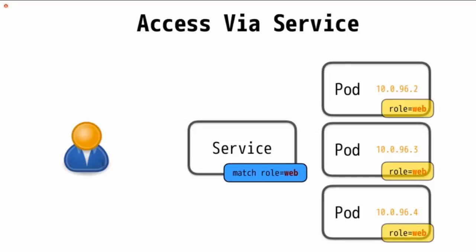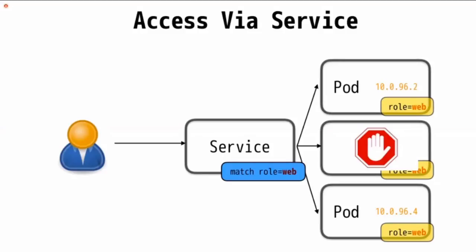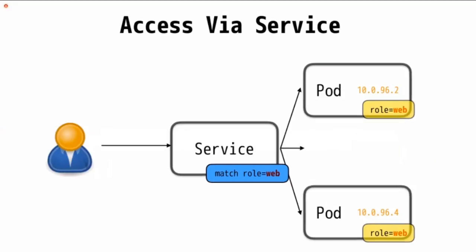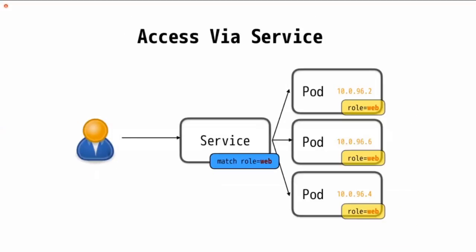So let's say the same scenario we have seen before, where the user is accessing the raw pods, and now it is accessing through a service. Even if, let's say, the middle pod crashes and we lose its IP address, we don't need to bother, because a new one will get created. It will be automatically bound to the service.